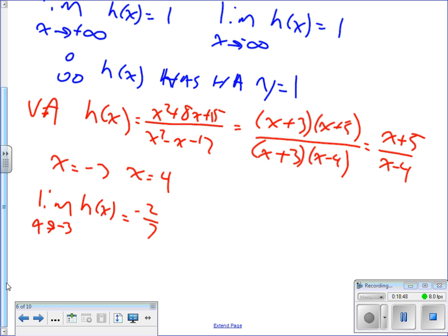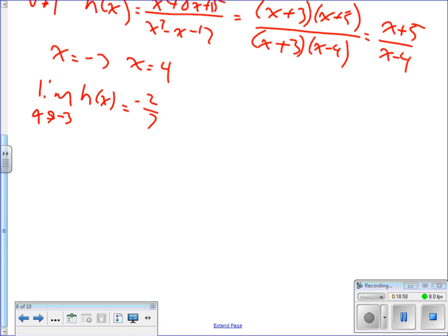That will be the technical term, critical points. We'll be looking for those. Okay, now I need to do my limit as x approaches 4 from the left and right. The limit as x approaches 4 from the right. And I'm going to go ahead and put in x plus 5 over x minus 4.